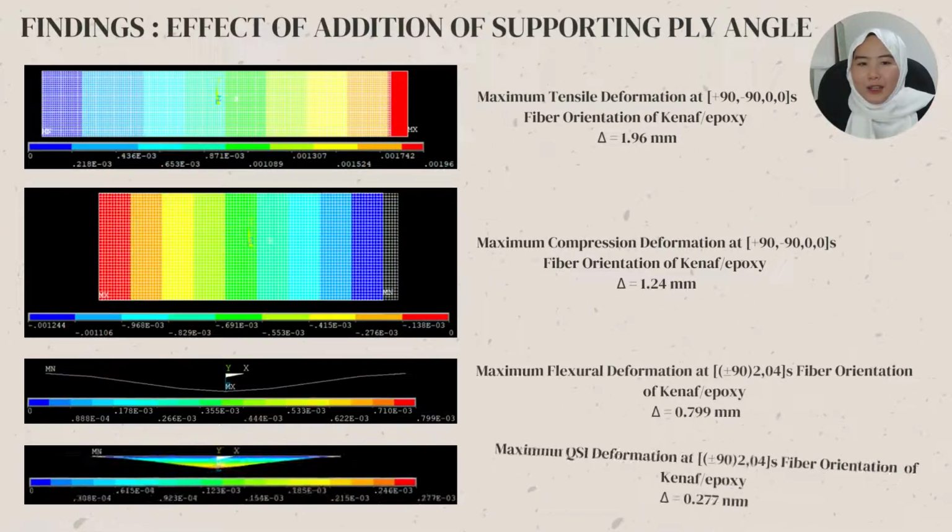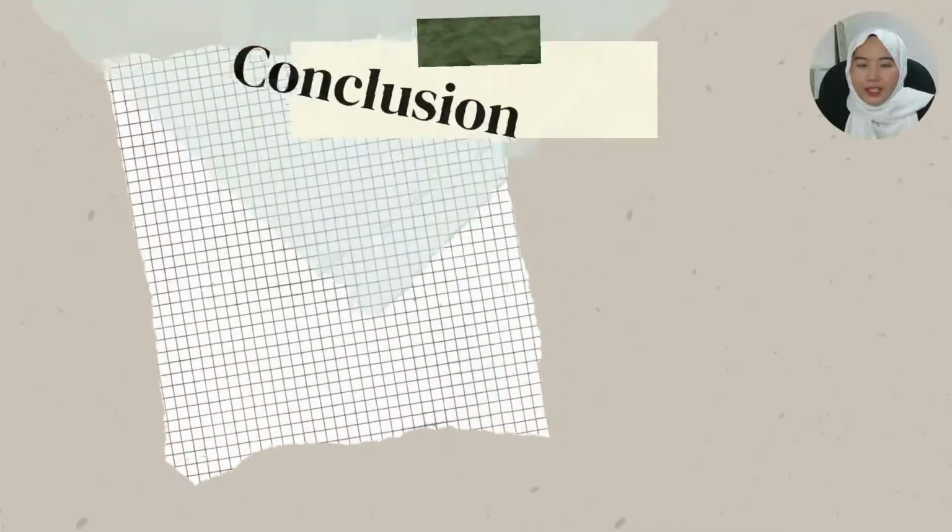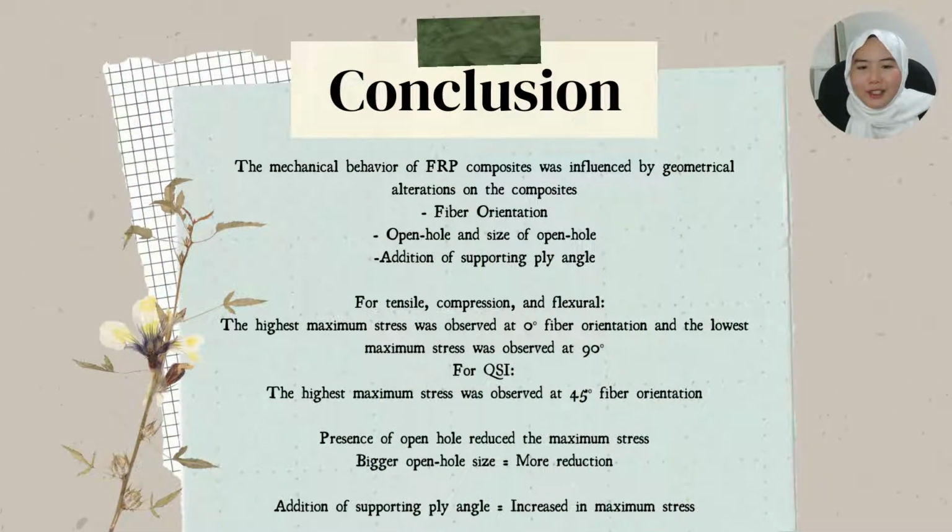This slide shows the effect of addition of supporting ply angle on the maximum deformation contour for 90-degree fiber orientation of Kenaf epoxy under tensile, compression, flexural, and QSI loading. The influence of geometrical alterations such as fiber orientation, presence of open hole, and addition of supporting ply angle 0-degree on the mechanical behavior of composite in terms of its tension, compression, flexural, and QSI properties were investigated.